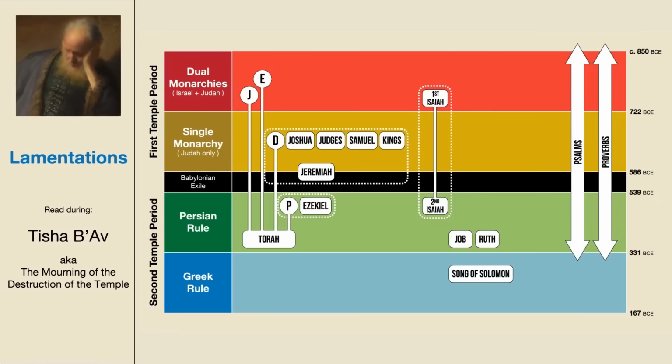Next is Lamentations, which comes from the word lament, meaning an expression of grief. In this case, the grief is over the destruction of Jerusalem by the Babylonians.